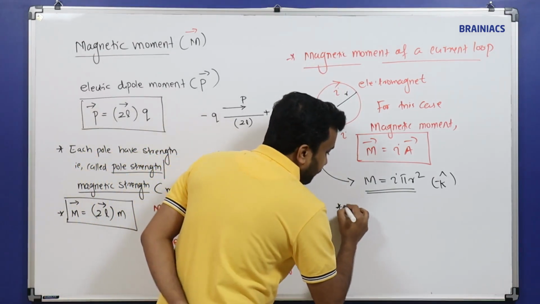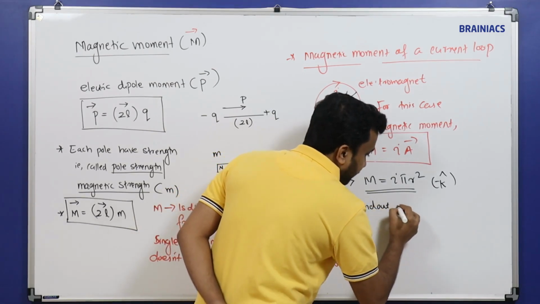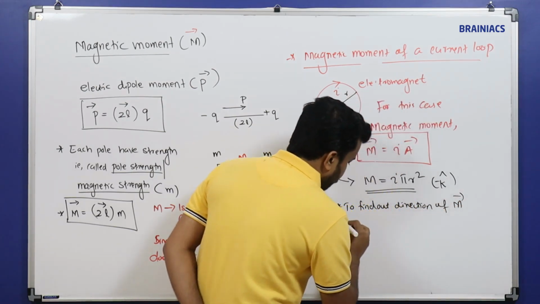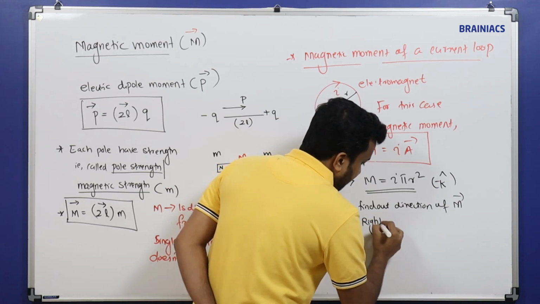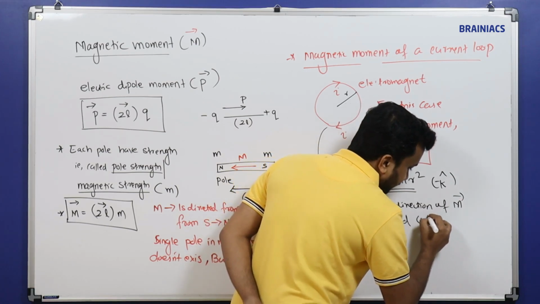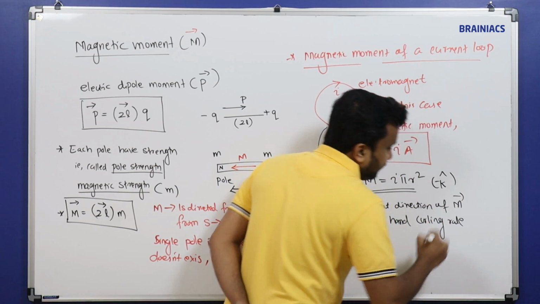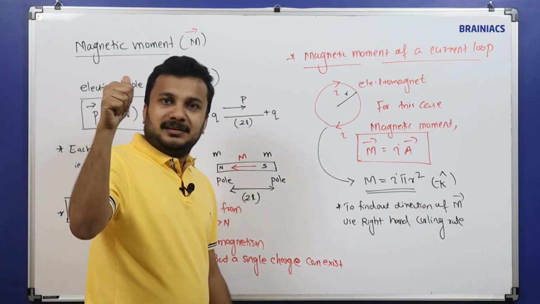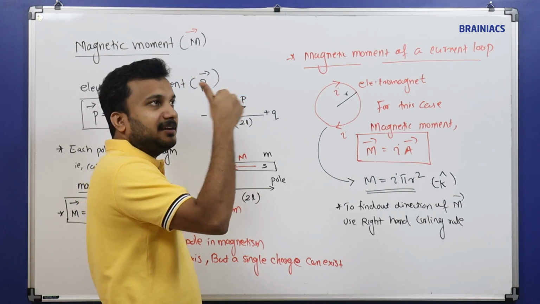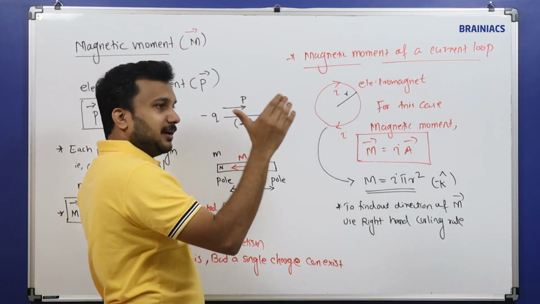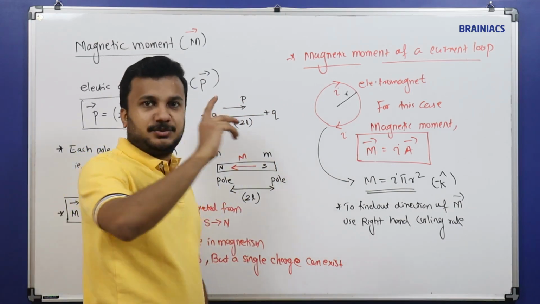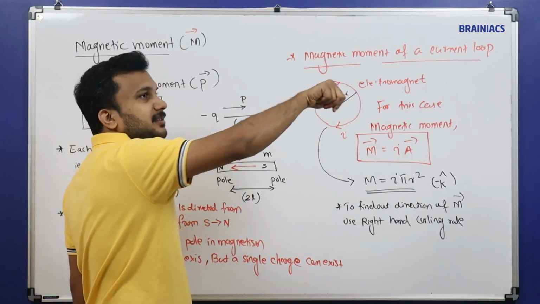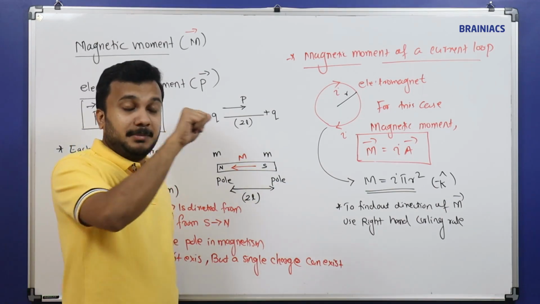So we'll write the next point. To find the direction of M, use the right hand curling rule. We can say right hand thumb rule or right hand curling rule, both are the same. The same method is used to find the direction of magnetic field, where the thumb points in the direction of current and the curling fingers form the direction of magnetic field. But here, all the fingers point in the direction of current and my thumb gives the direction of magnetic moment.